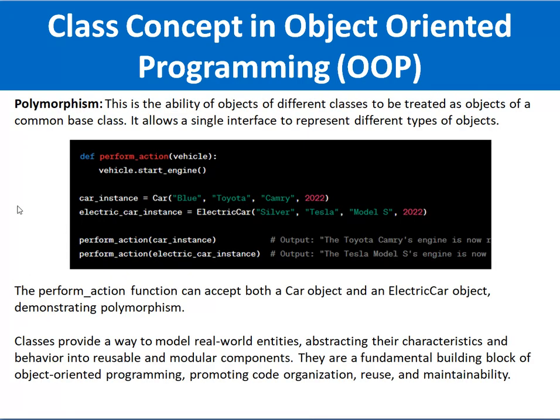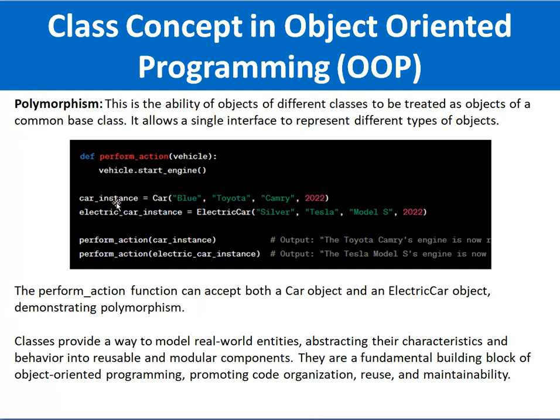Then polymorphism. Polymorphism means the ability of objects of different classes to be treated as objects of a common base class. It allows a single interface to represent different types of objects. Here, see, this is the method perform action, vehicle dot start engine. This method takes the input as a vehicle, and then the vehicle's start engine method will be called.